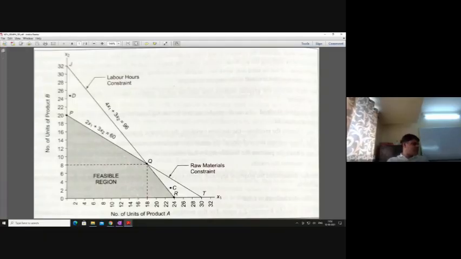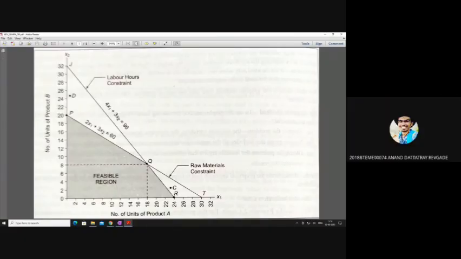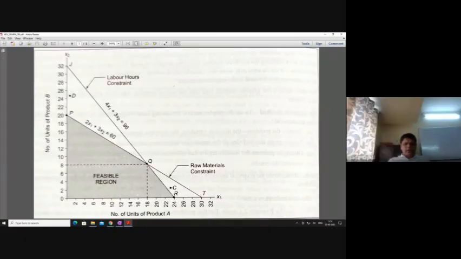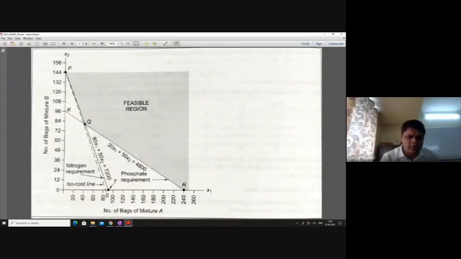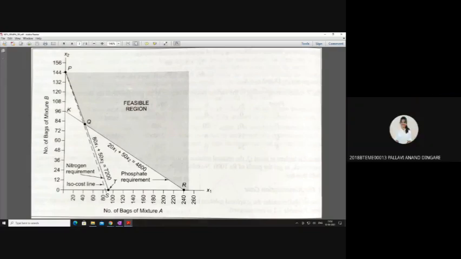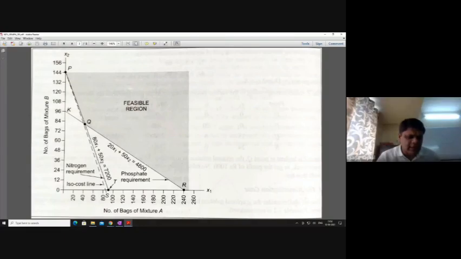Okay, now we have solved one more problem, no? Yes, sir. This one also you have got. Now solve this by which method? Iso cost line, correct, because it is a minimization problem.